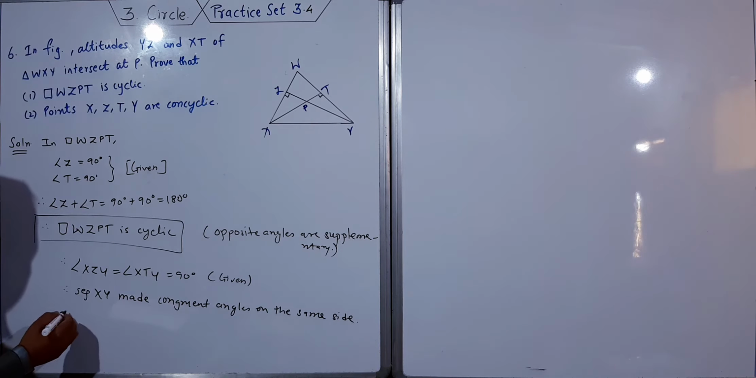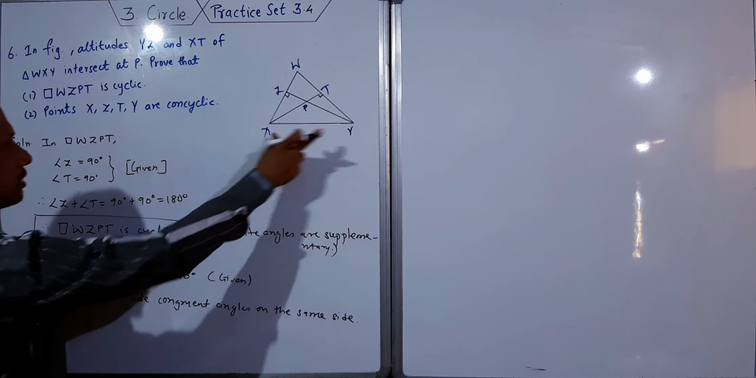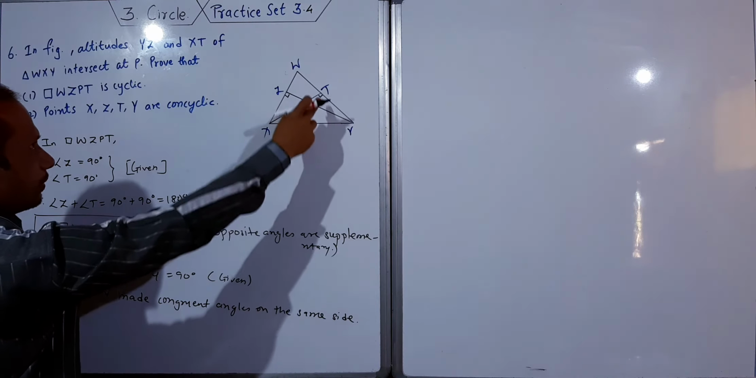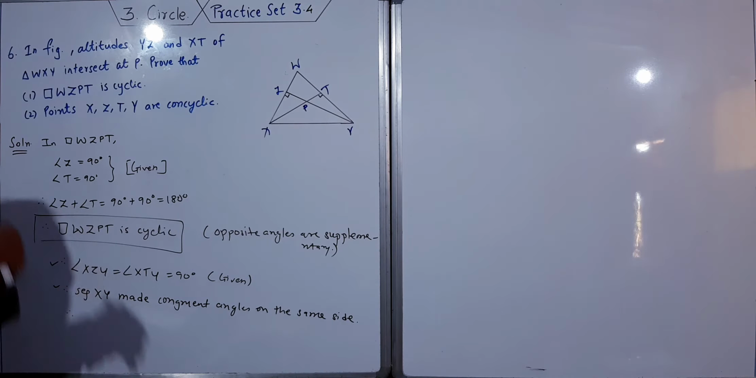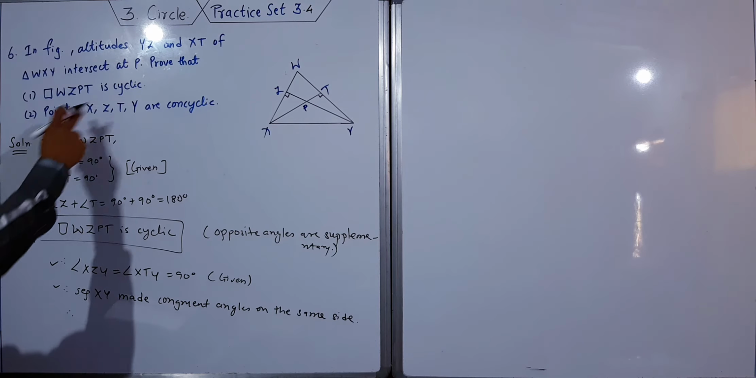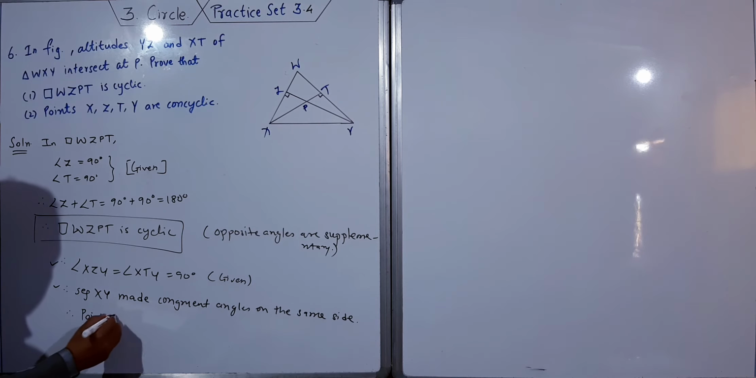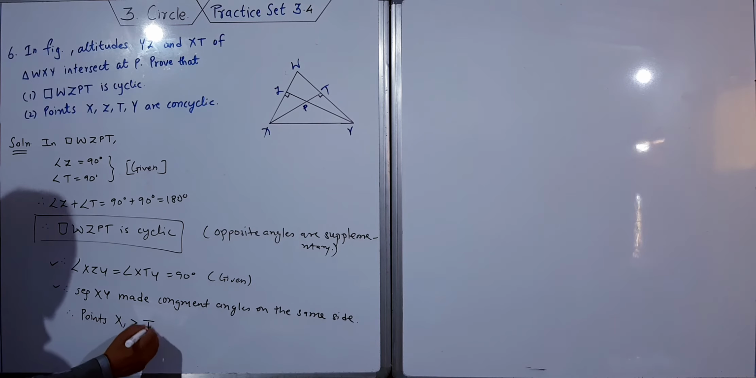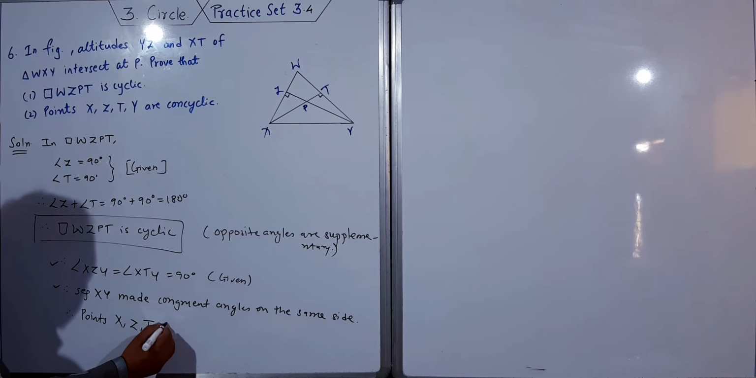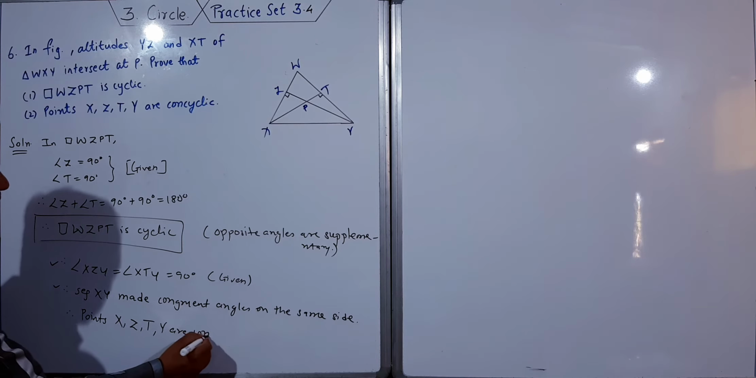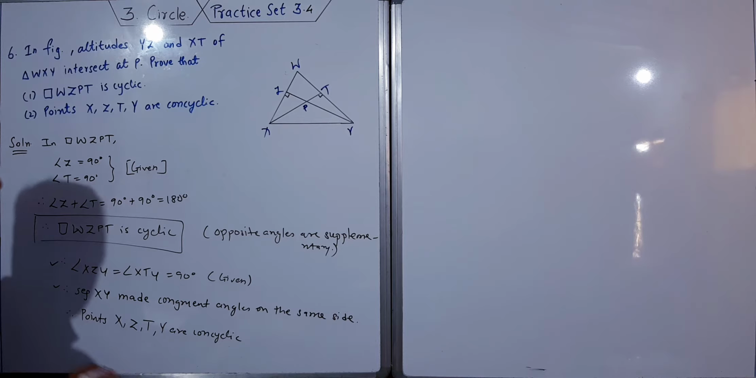Therefore only this I will write. This is given and this I will write. Not more than this, because this is the common. This makes this angle and this angle, and both angles are congruent, on the same side. So which points do you want here? Points X, Z, T, Y are concyclic. So you write like this.